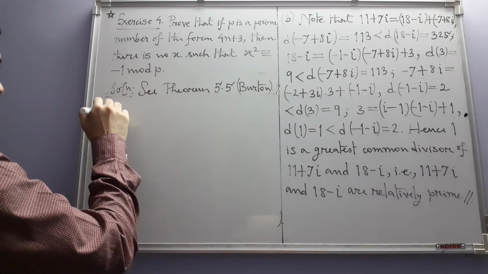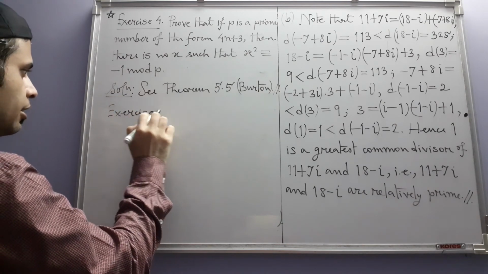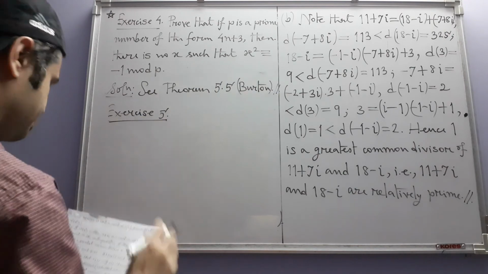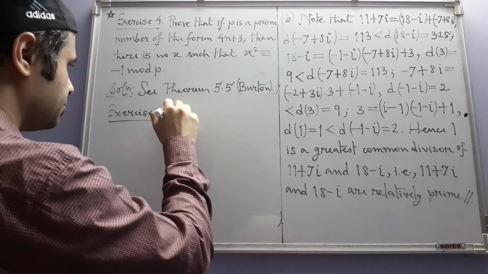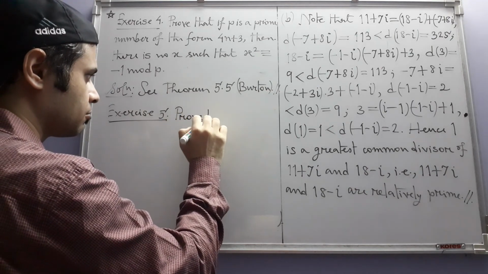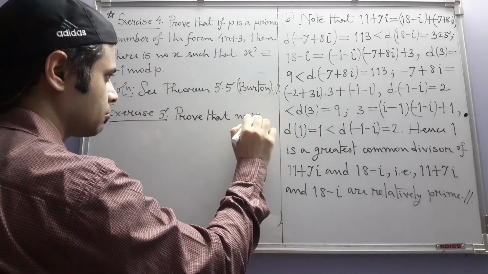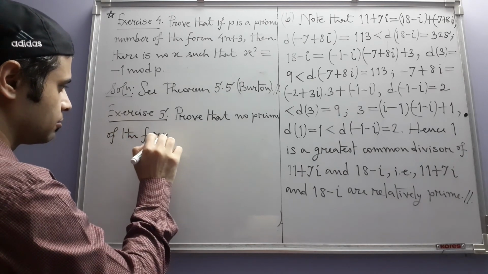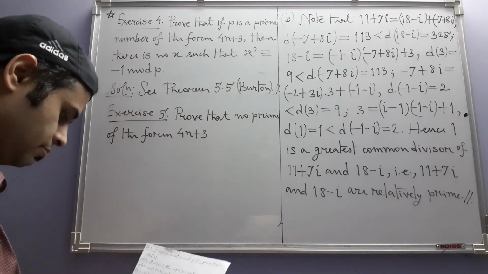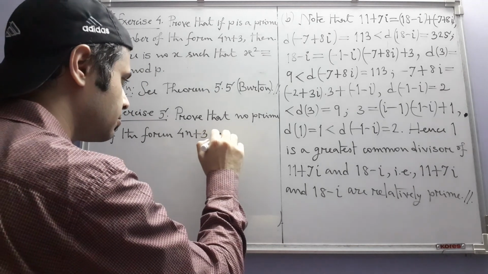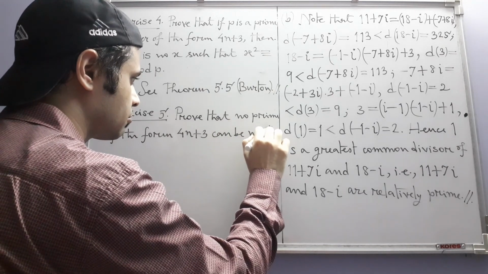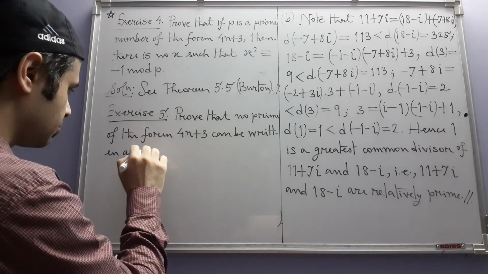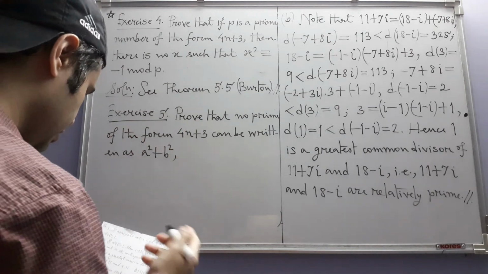Anyway, so let us now proceed like this for a few more exercises. Exercise 5. Prove that no prime of the form 4n plus 3 can be written as a square plus b square, where a and b are integers.